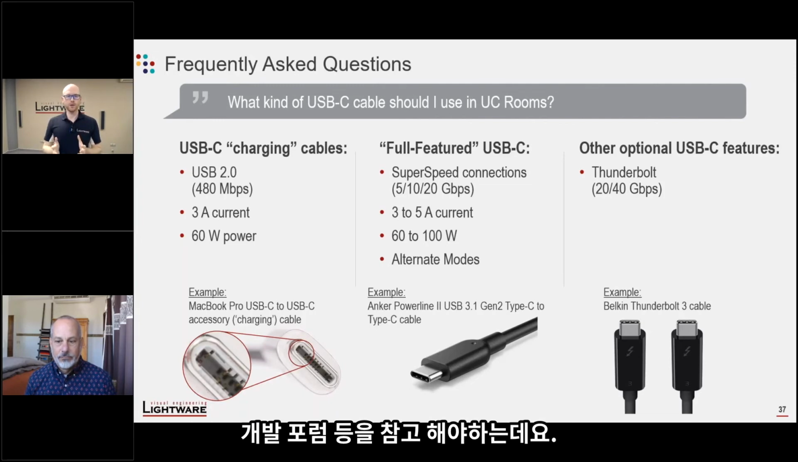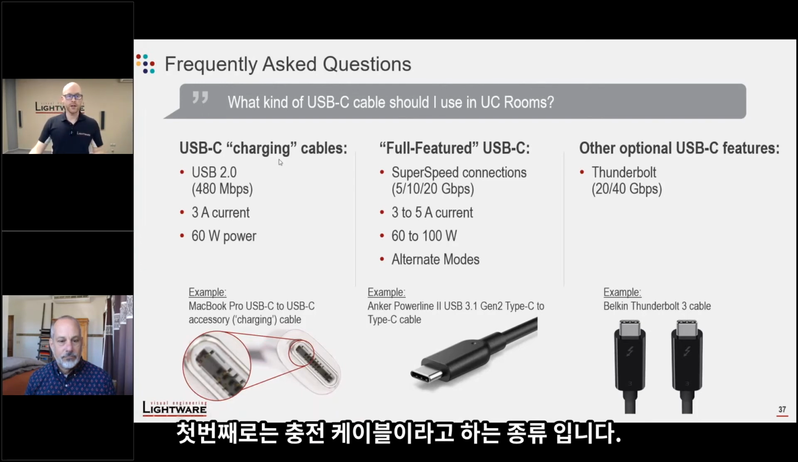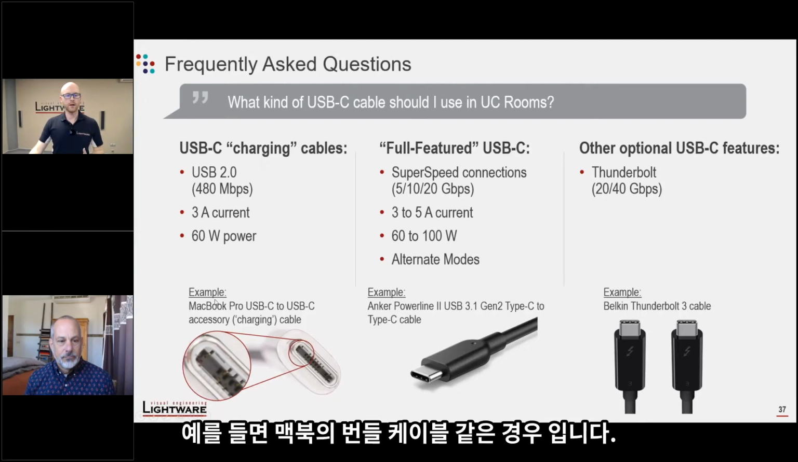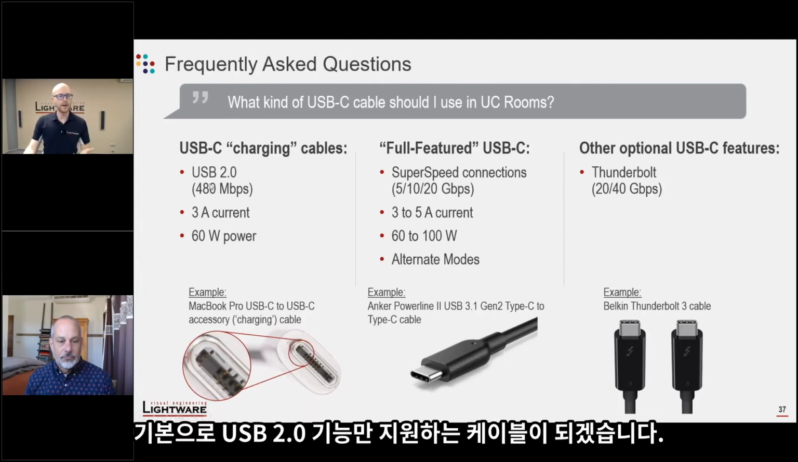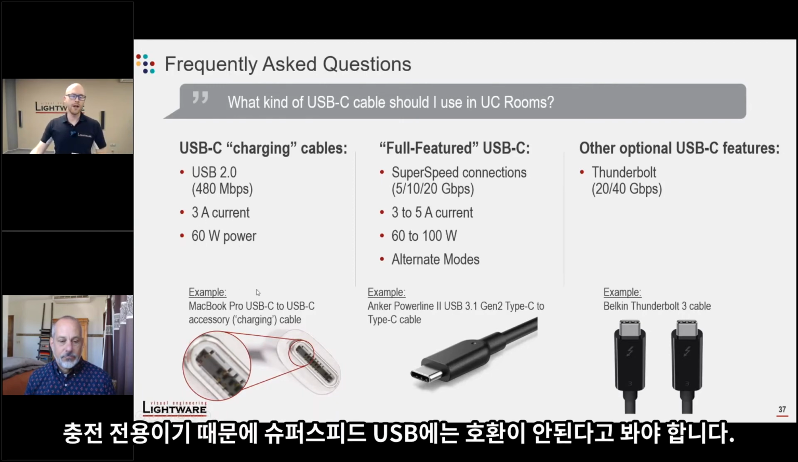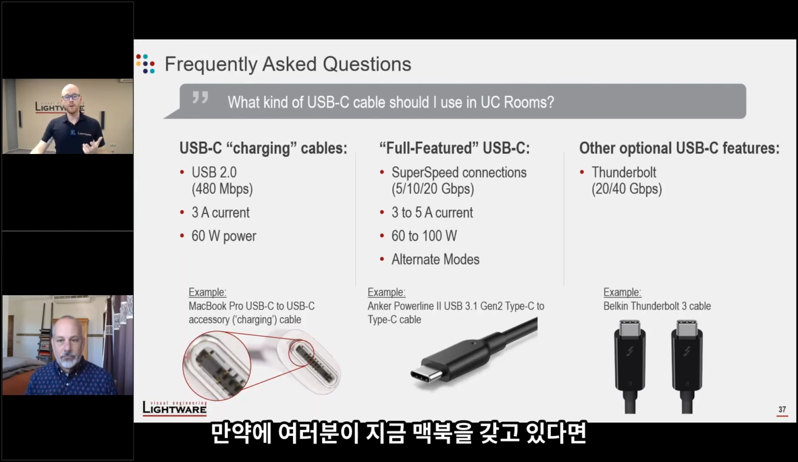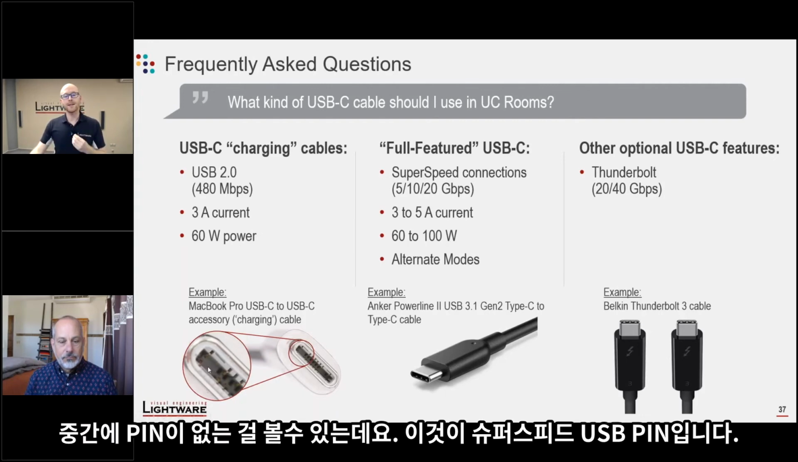USB Implementers Forum, or USB-IF, defines 2 types of cables. The first one is so-called charging cables, but we call them charging cables. For example, the cable that comes with MacBooks. They are for charging, not for SuperSpeed USB functionality. They do provide USB 2.0 functionality, which is mandatory. They cannot skip that. They can support 3 amps or optionally 5 amps, so 60 watts to 100 watts of charging, but they're really meant for charging the laptops and not for SuperSpeed USB functionality. If you have one of these cables, because you're watching on a Mac, then you can actually take a look inside the connector and see that there are pins missing.